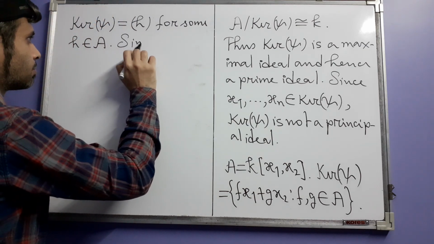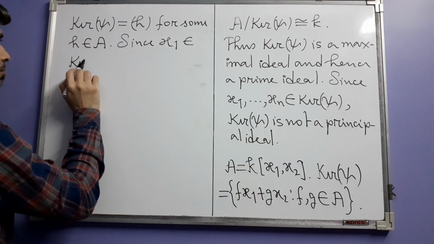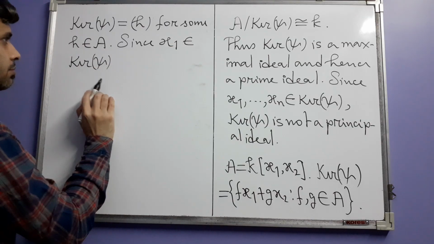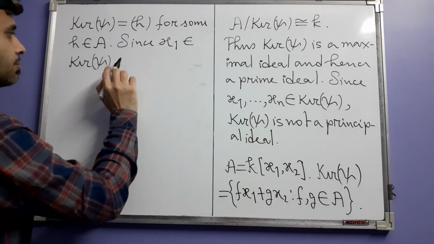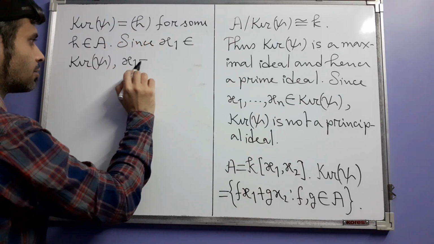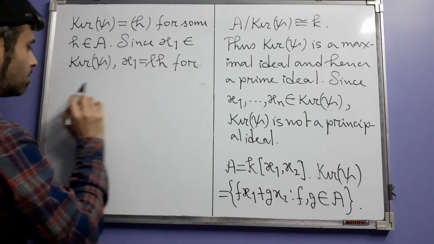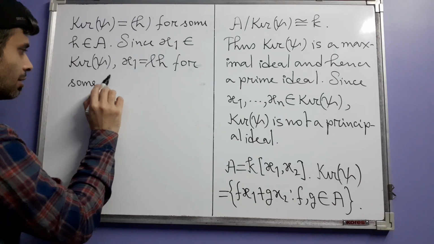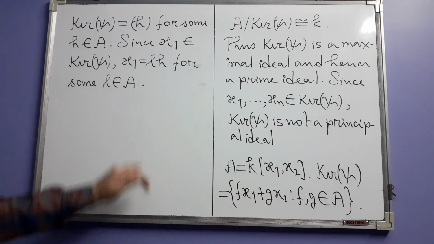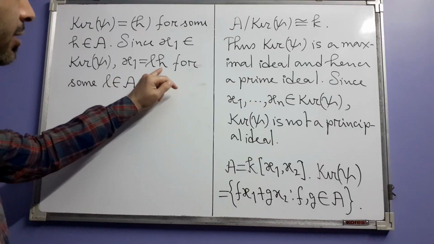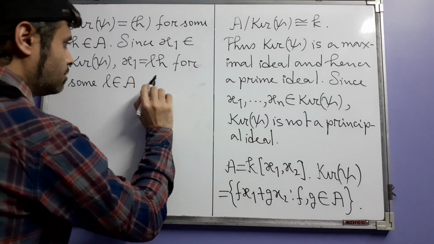Since x1 belongs to the kernel, so what will happen? x1 belongs to this, so x1 is equal to L times h for some L belonging to A. Alright, so you have got the polynomial x1 as a product of the two polynomials L and h.